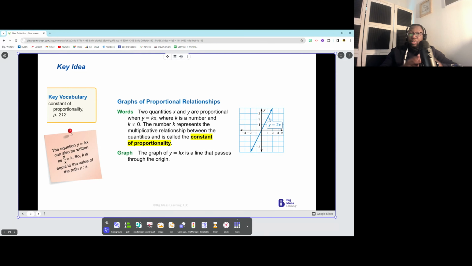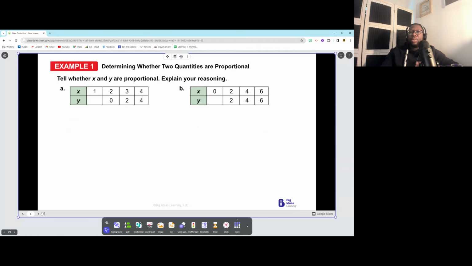Multiplicative relationship meaning, hey, are we able to multiply this constant of proportionality by either the x or the y, or are we dividing by this same number, and it's going to be the same value that keeps occurring over and over again for that particular set of ratios. Great. Now let's take a look at example number one.